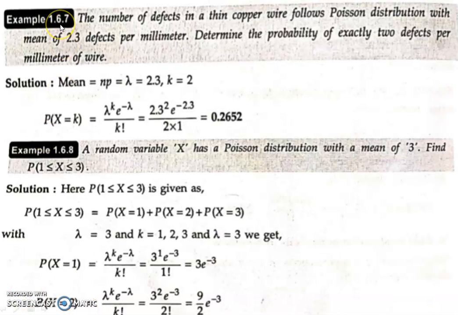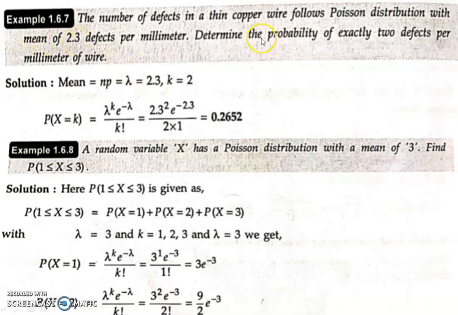We'll consider a few examples and solve problems based on the previous explanation. The number of defects in a thin copper wire follows Poisson distribution with mean equal to 2.3 defects per millimeter. Determine the probability of exactly 2 defects per millimeter of wire. What is given in the question? They said it follows the Poisson distribution, and the mean, given by n into p, is equal to lambda, given as 2.3.